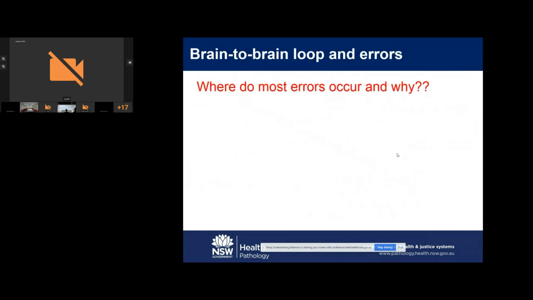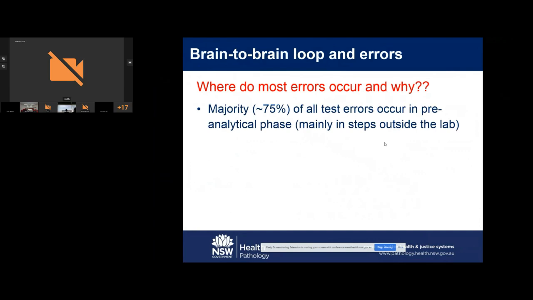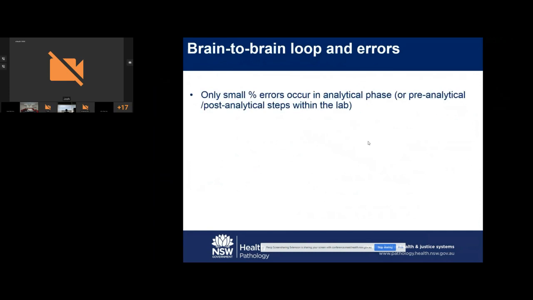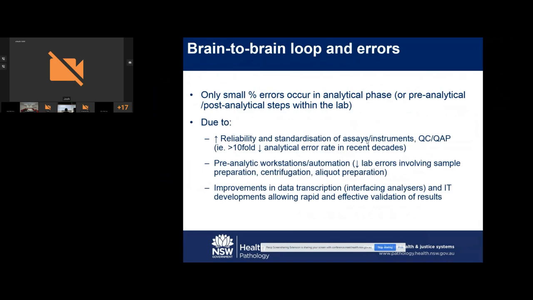So where do most errors occur in this testing process and why? The majority actually occur in the pre-analytical phase, steps outside the lab. So if we're interested in reducing overall pathology errors, we should focus on the pre-analytical phase. That's because the steps in the pre-analytical phase are often poorly monitored and evaluated, and sometimes the owner is unclear. It may fall between a boundary between the lab and the clinical units. Only a small proportion occur in the analytical phase, because we've had improvements in reliability and standardisation of our assays and instruments. We've introduced some automation and improvements in interfacing our analysers, so results download automatically.